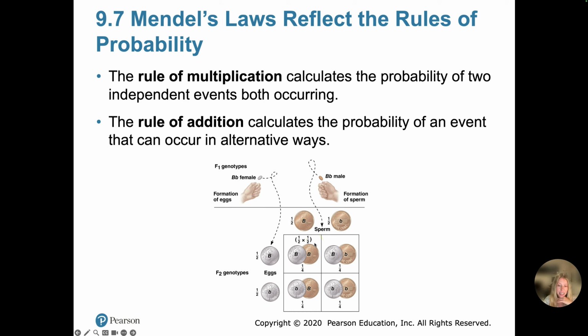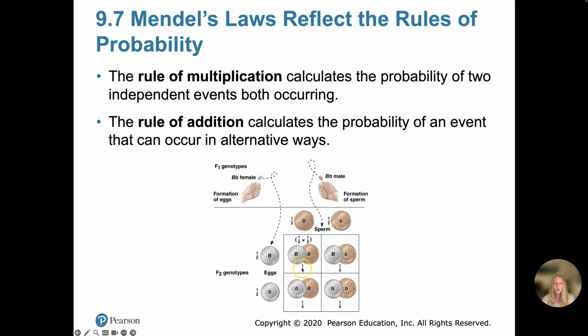1/2 times 1/2 gives us 1/4, and we see that in the Punnett square. 1/4 of the offspring have capital B, capital B. You can do the same thing all the way across. It's 1/4, 1/4, 1/4, because it's 1/2 times 1/2, 1/2 times 1/2, and so on and so forth. This gives us the same results as a Punnett square would, essentially.